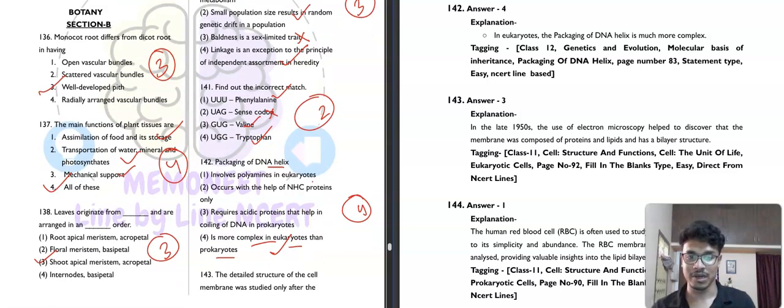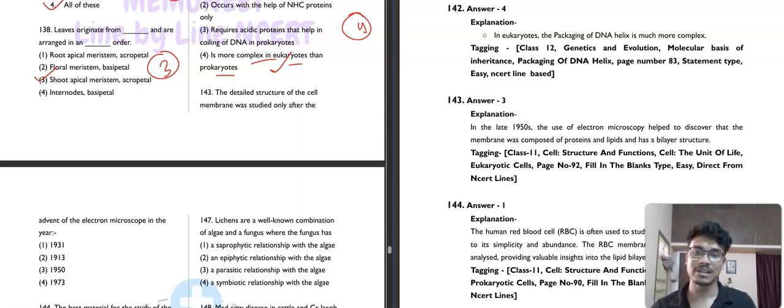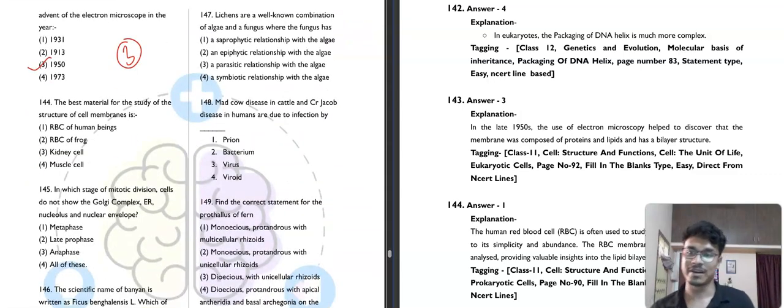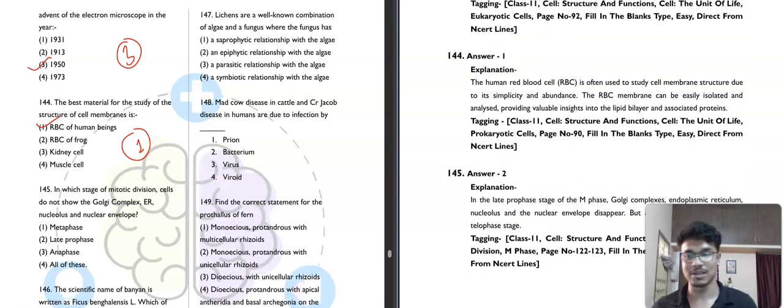Then question number 143. The detailed structure of cell membrane was studied only after the advent of electron microscope in the year 1930, 1950 or 1973. So the correct answer for this question will be the late 1950s, third option. Then question number 144. The base material for the study of the structure of cell membrane: RBC of human beings, RBC of frog, kidney cell or muscle cells. The RBC of human being is the best, due to its simplicity and abundance. There are a lot of cells and a simple structure.